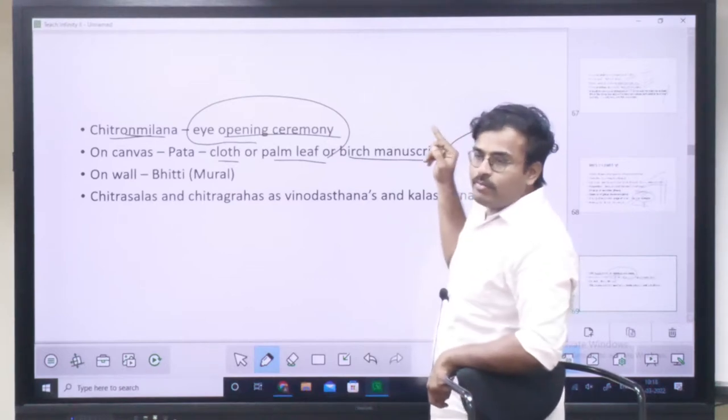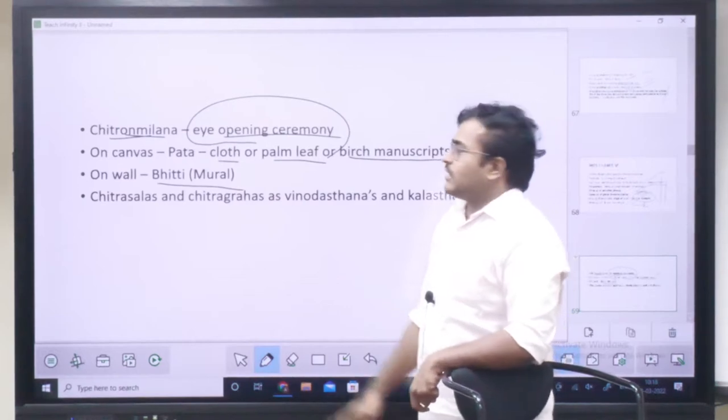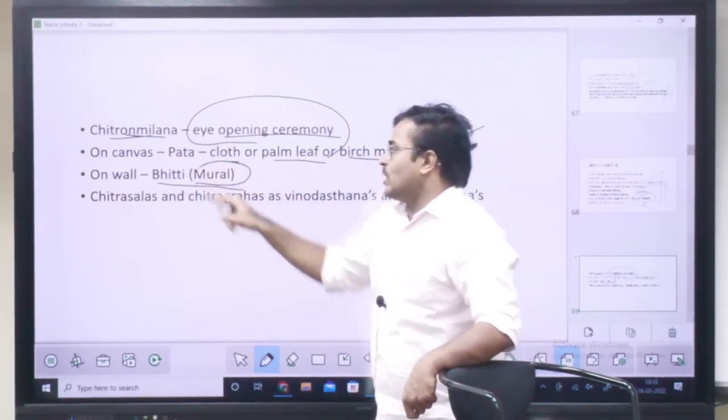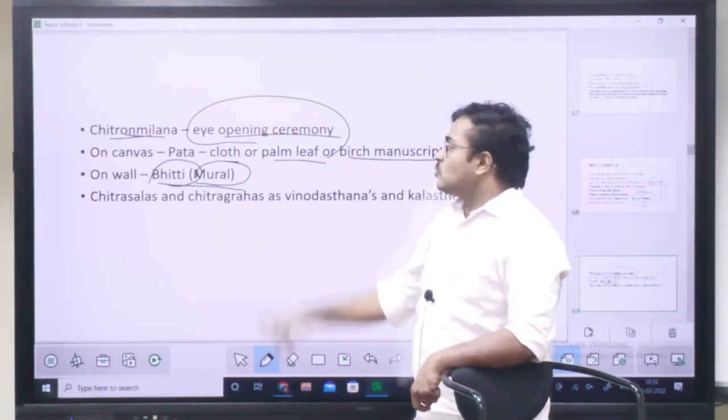I talked about it already. Okay, birch manuscripts, they are drawn on, and sometimes they are also drawn on walls. And the wall paintings, which are in English known as murals, in India they are known as bitti. Okay, bitti means wall painting.